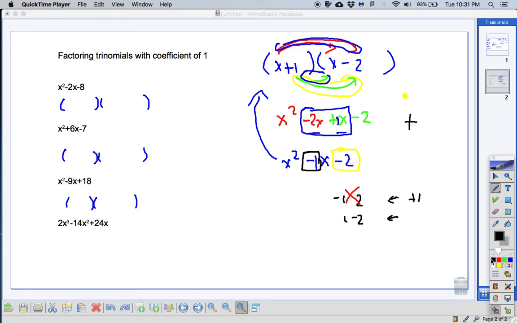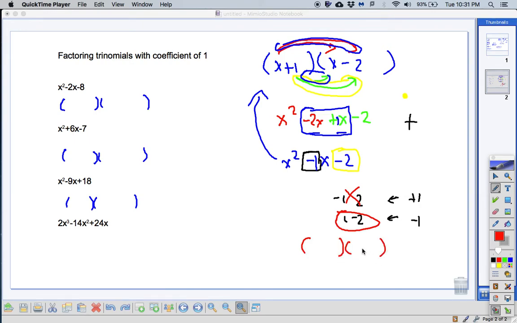So let's look at the second case. 1 minus 2 is negative 1, which is what I'm looking for. So this is the case that we are looking for right here, because they multiply to negative 2 and at the same time they add to negative 1. So when you see this and it works out, then your answer looks like this.